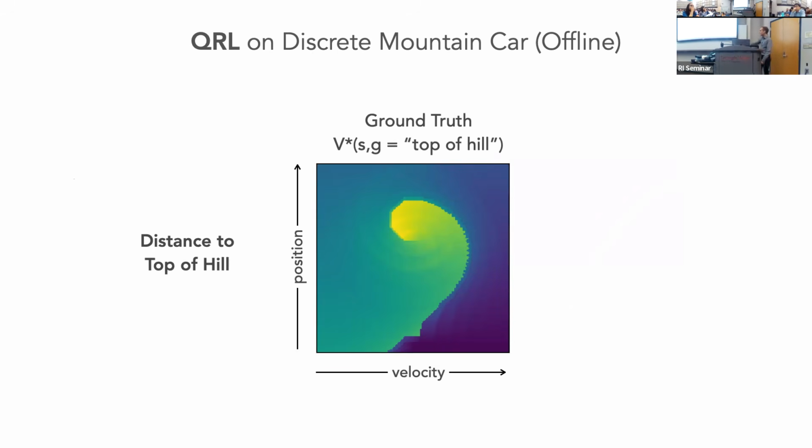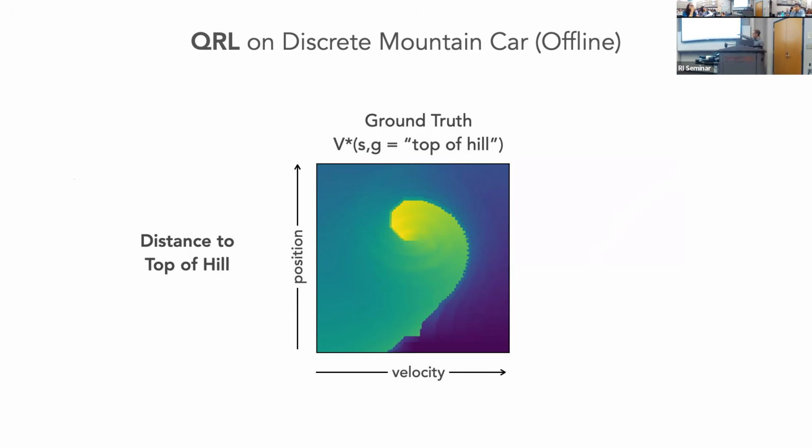Okay, so this is what the optimal value function looks like in mountain car. Mountain car has two states: the velocity of the car, and the x position of the car. If my goal is to get to the top of the hill, then this is what the optimal value function looks like. The top of the hill is over here, and this is actually not the value but the distance, so the negative value. At the top of the hill, you get 0 distance.